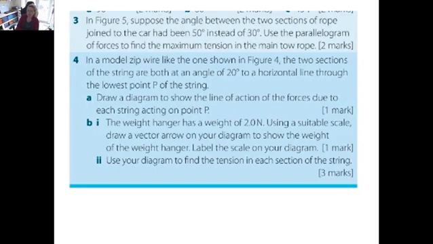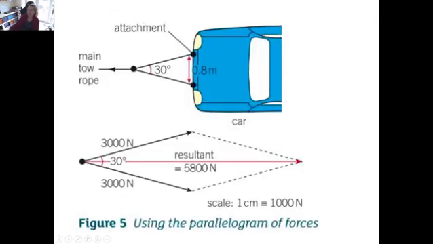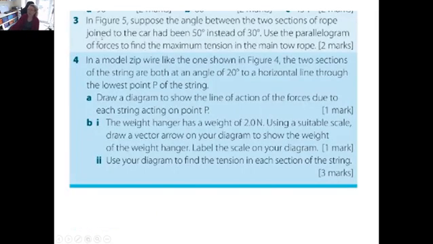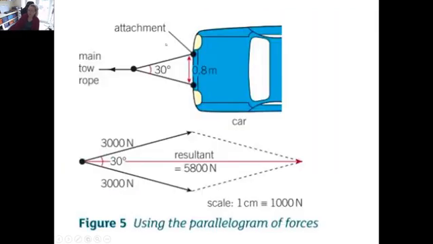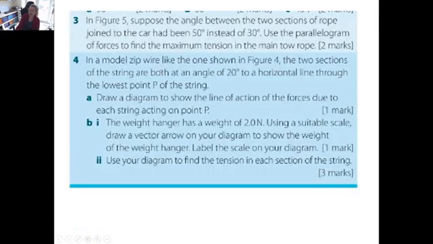And the summary questions 3 and 4 are here. Now, figure 5 refers to the same example of the car. So it's referring to this figure 5 here. It's asking you what would the force be if the angle between them had been 50 degrees instead of 30 degrees. Okay, so you can have a go at that question.